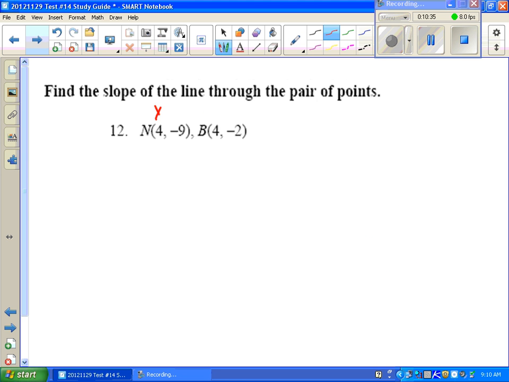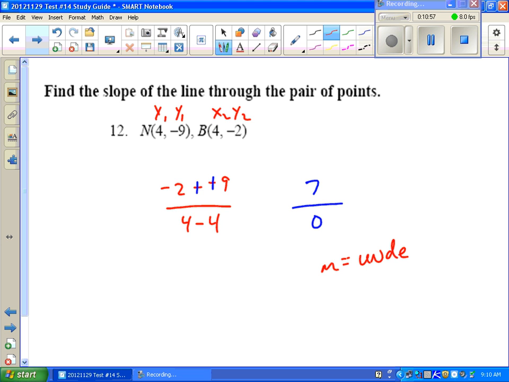Same thing, x sub 1, y sub 1, x sub 2, y sub 2: negative 2 minus a negative 9 over 4 minus 4. Minus a negative means plus, so what you wind up having is positive 7, but 4 minus 4 is 0. You can't have that 0 at the bottom of a fraction. That means that your slope is undefined. Put 0 for that one, it'll be wrong every time. Undefined, cannot have a 0 at the bottom.